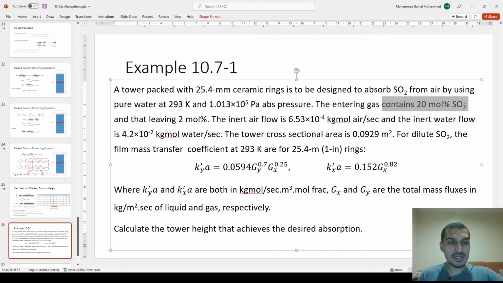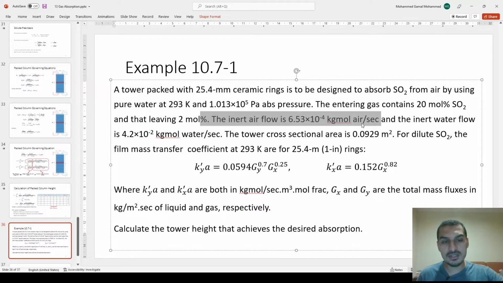I know that the entering gas contains 20 mole percent SO2, so this is the mole fraction of SO2 in the feed, and the desired outlet mole fraction is 2%. And here is a point: this is what the problem statement is, so I kept it as it is, so that we face some issues with the solution and we try to tackle them. So it's given that the inlet air flow rate is this number in kilogram moles air per second.